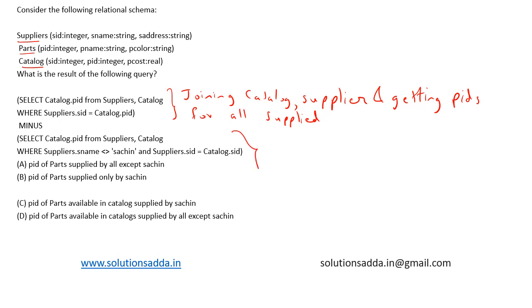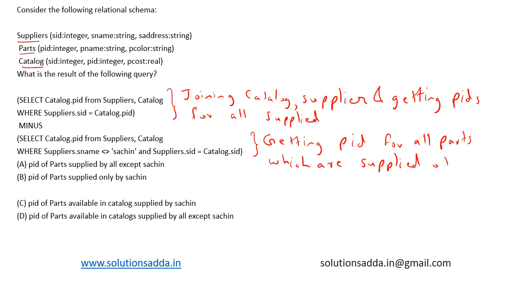This minus, let's see the second query. So that is select catalog from suppliers, catalog where suppliers.name not equal to Sachin and suppliers.sid equal to catalog.sid. In the second query, we are getting PIDs for all parts which are supplied by any other supplier other than Sachin. So here getting PID for all parts which are supplied other than Sachin.